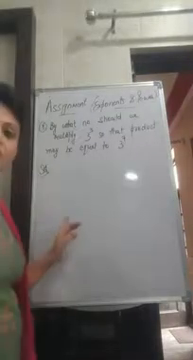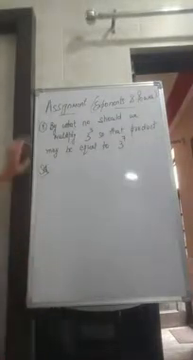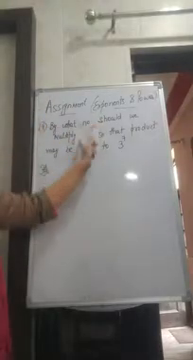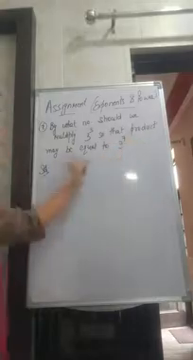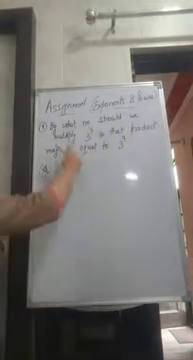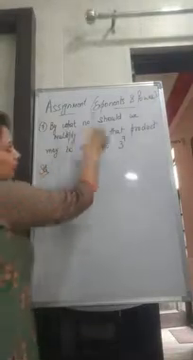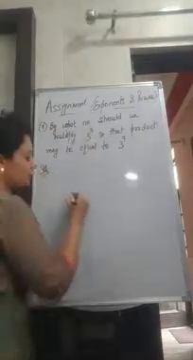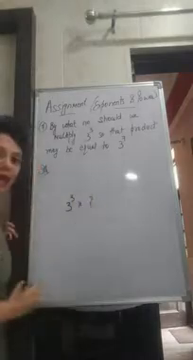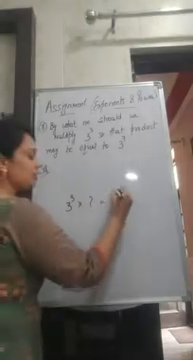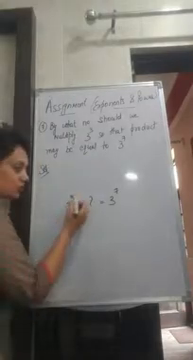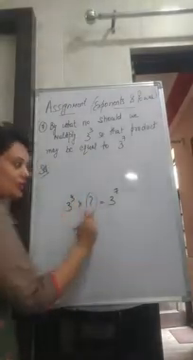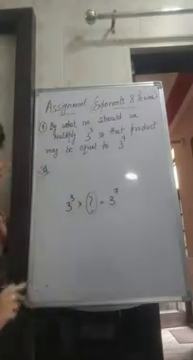So now the next question, question number 7, see on the board. By what number should we multiply 3 raised to power 3 so that the product may be equal to 3 raised to power 7? What is the question? We are saying that by what number 3 raised to power 3 should be multiplied so that we get 3 raised to power 7 in the answer.